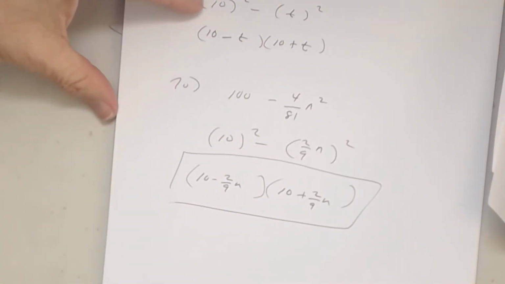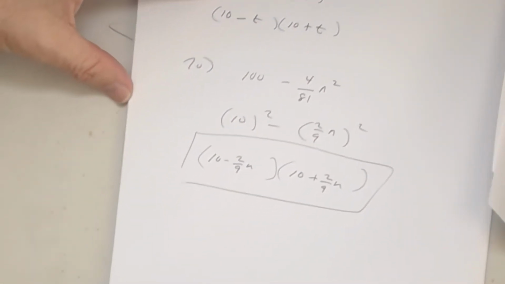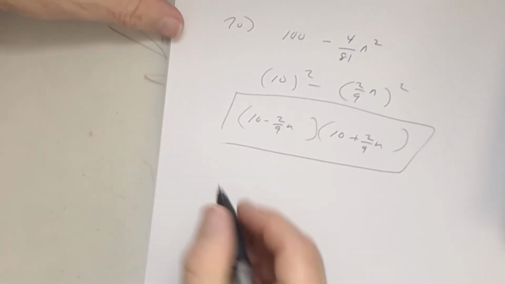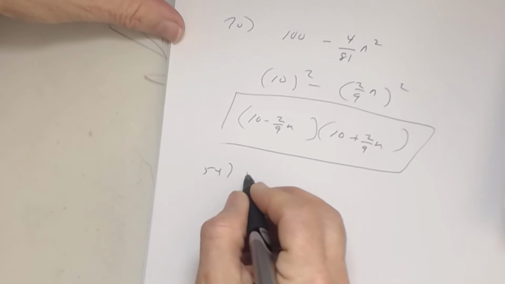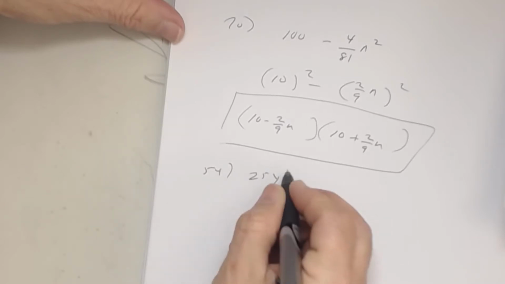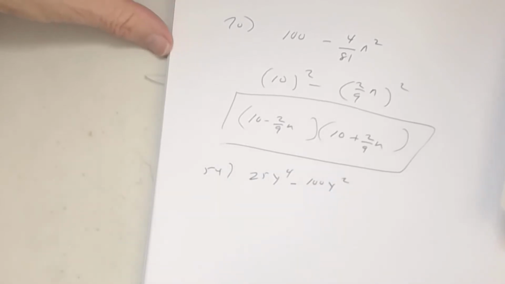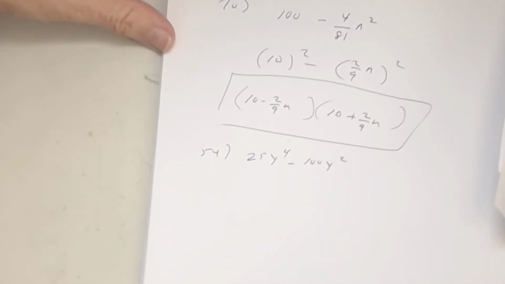Okay. Now look at this one. This is number 54. You have 25y to the 4th minus 100y squared.